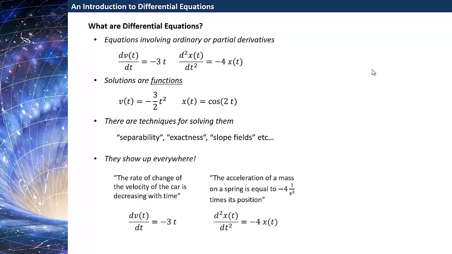Also, differential equations show up everywhere in physics. In particular, the rate of change of the velocity of the car is decreasing with time. That statement is a physics statement, and it's a differential equation. A statement you might encounter in using Newton's laws would be the acceleration of a mass on a spring is equal to minus 4 inverse seconds squared times its position. So you'd get a differential equation like this.